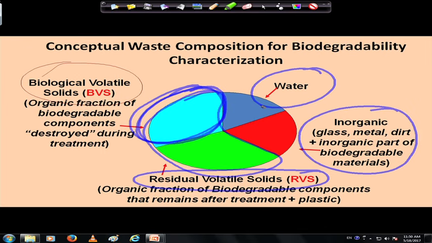Moisture is needed for microbial activity, so moisture is present. Inorganic fraction, at least we need to know what is the fraction which will not react at all. So these are your glass, metals, dirt, the inorganic part of the biodegradable material, so they will not react. So we need to have a pie chart like this.